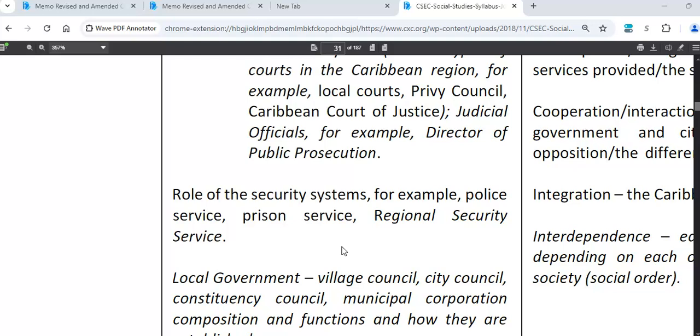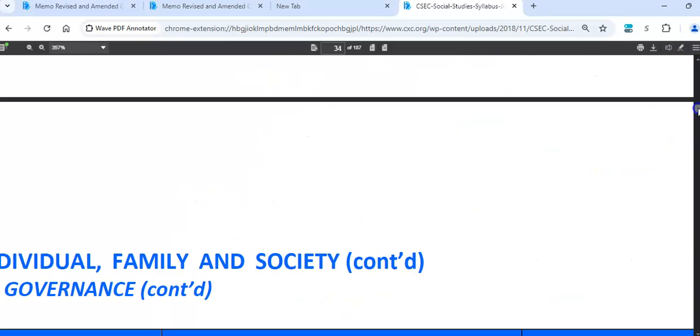Another role of the prison officer is releasing prisoners after completing their sentences in jail. Another role could be conducting executions according to law. And there are so many that you can think about. You can write those as your answers whenever you are sitting your CXC social studies.